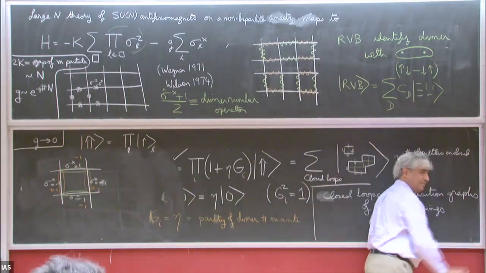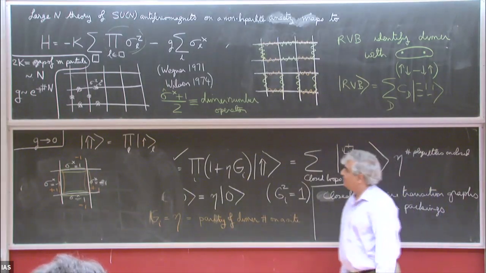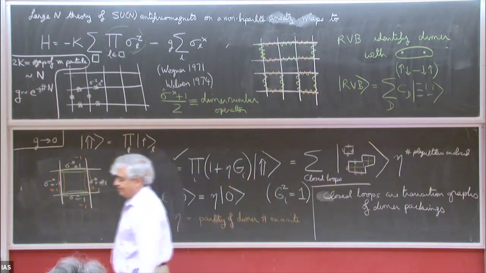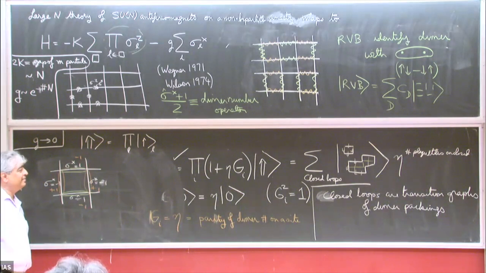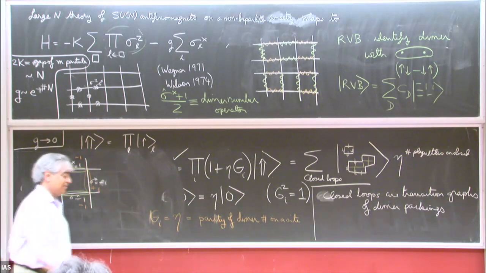A question. Which operator did you diagonalize every time? So here you diagonalize sigma x. Yes. And I thought that earlier these arrows meant that you diagonalize sigma z. Yes. So this is a different basis. Right, so this is exactly the point I just made.